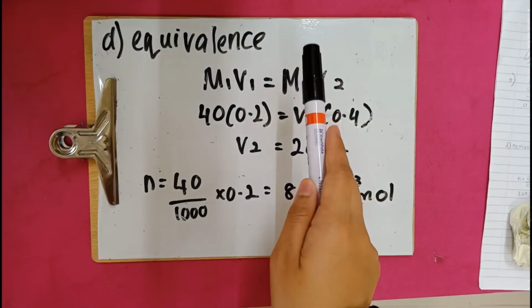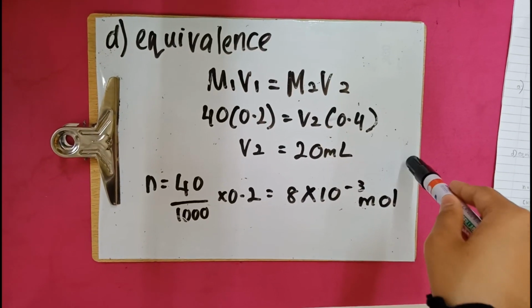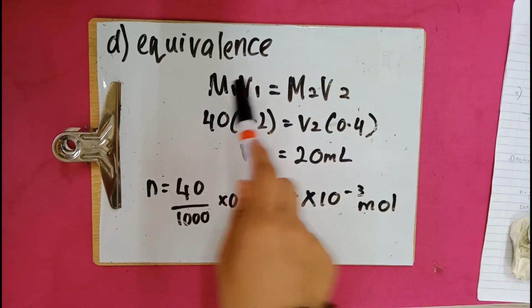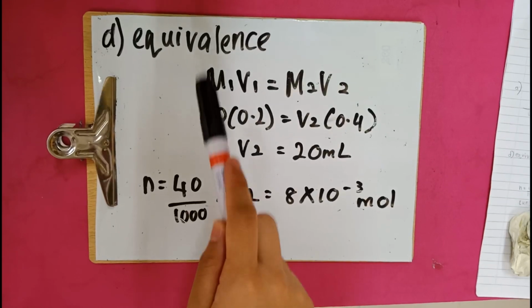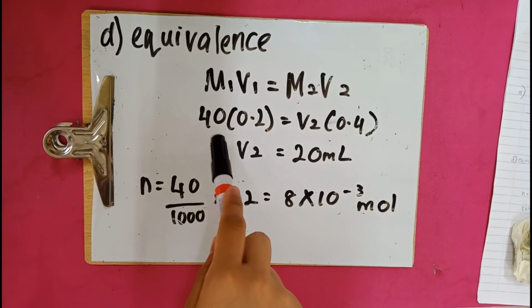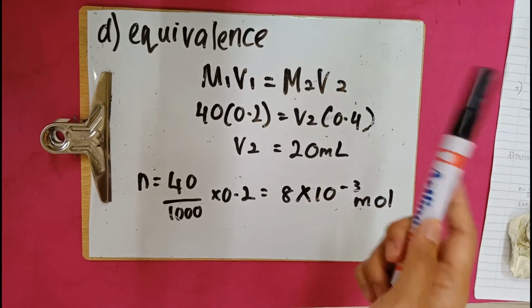So for the next question, we need to find the equivalence point of this titration. As we know, at the equivalence point, the number of moles is the same. So we use the formula M1V1 equals M2V2 as the number of moles is the same. So we plug in M1V1 for the KOH. So we plug in 40 milliliters times 0.2 molar. And V2 we do not know how much it is.